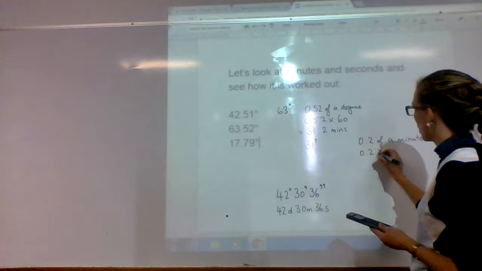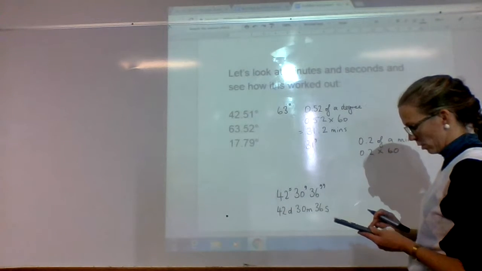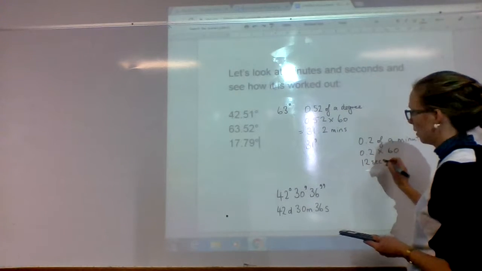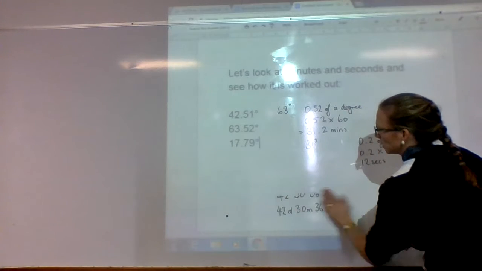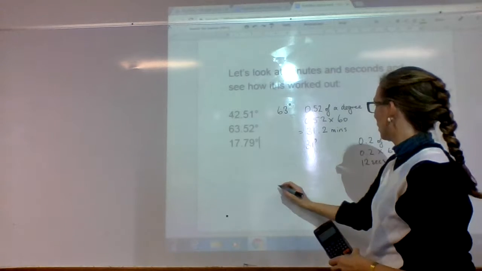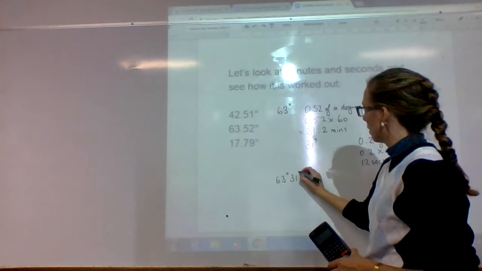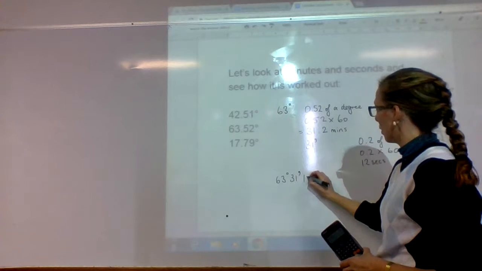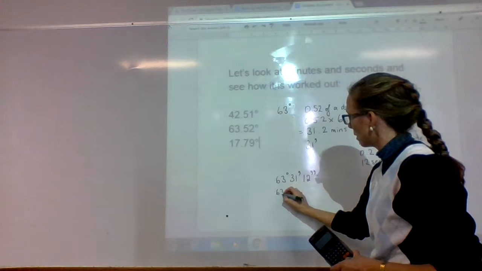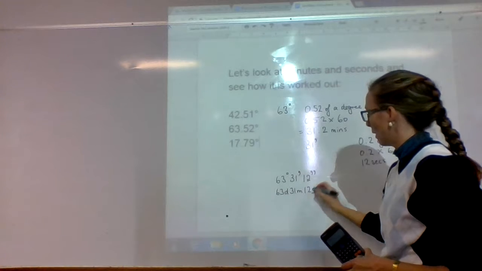0.2 of means times 60 seconds in a minute. So times it by 60. 0.2 times 60 equals 12. 12 seconds. So 63.52 degrees could be written as 63 degrees, 31 minutes, and 12 seconds, or 63D, 31M, 12S.